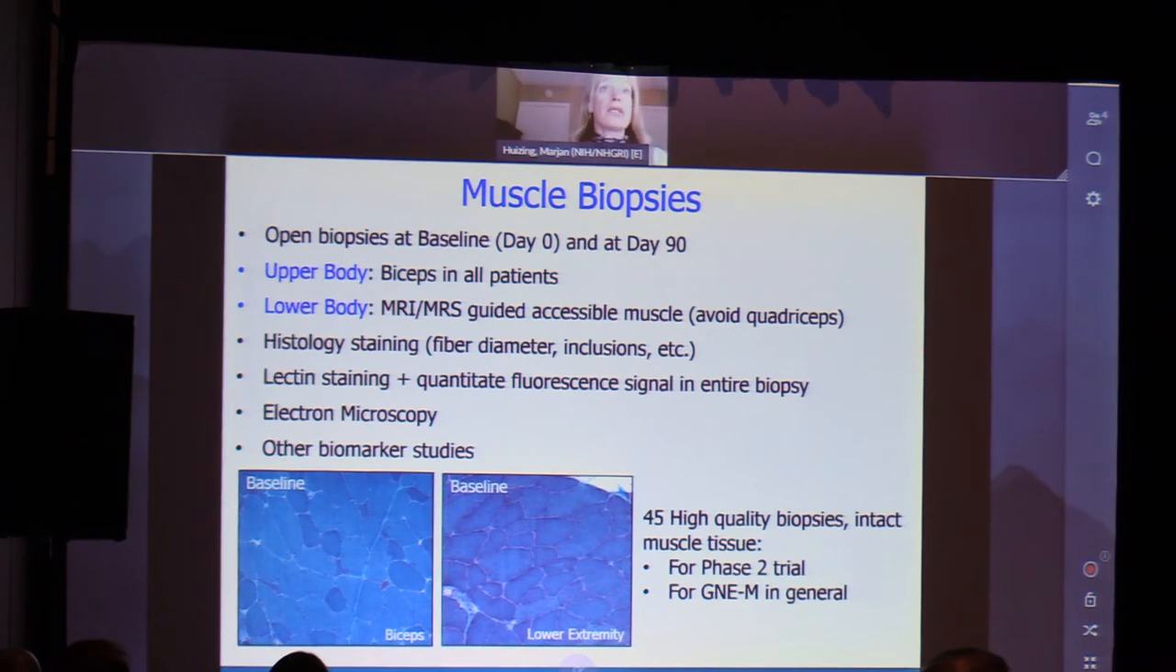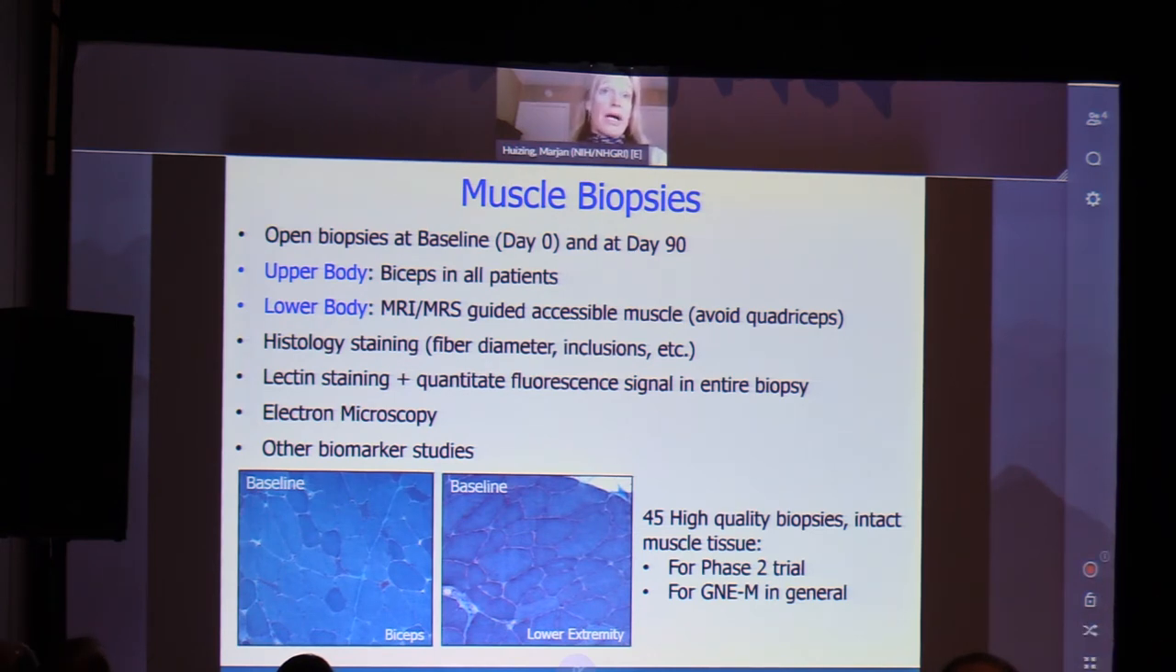All patients got a biopsy of the bicep to have the same muscle tissue of every patient in the trial, and the bicep is the least affected in most patients, and gives a good quality biopsy. And a lower extremity muscle was biopsied, MRI-guided, and we looked for an area of actively declining muscle by MRI that was easily accessible for biopsy.